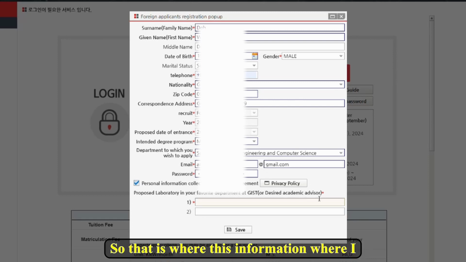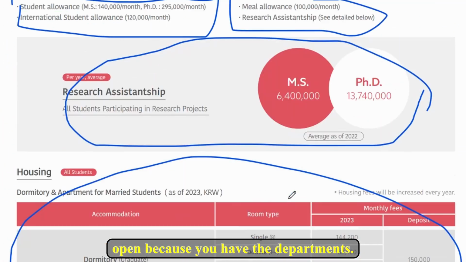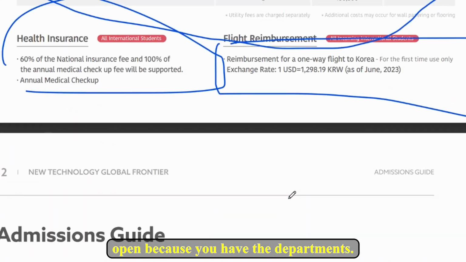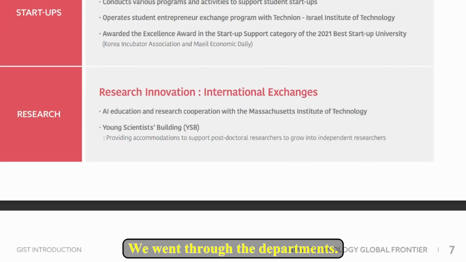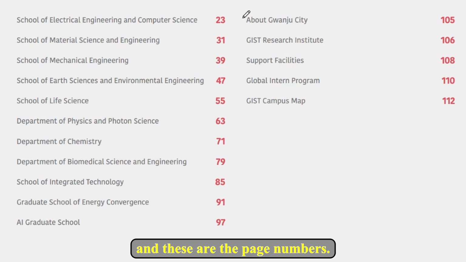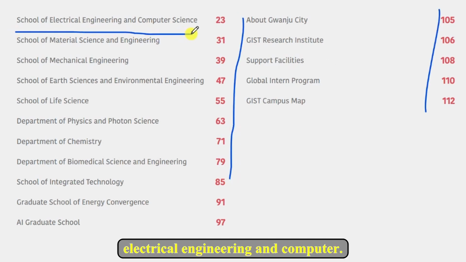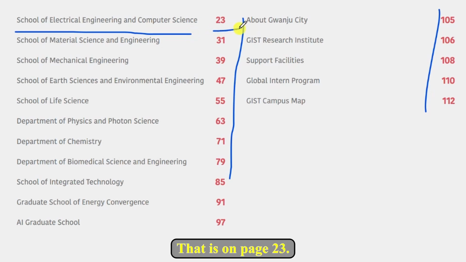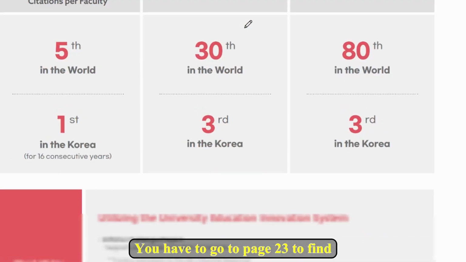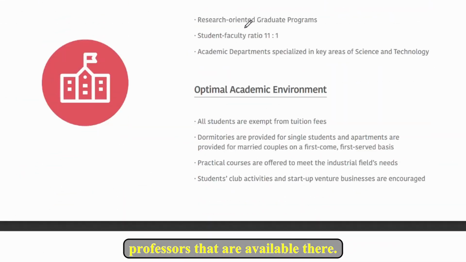So that is where this information, where I was saying you need to have this document open, because you have the departments. We went through the departments. These are the different departments and these are the page numbers. We want to apply for School of Electrical Engineering and Computer. That is on page 23. You have to go to page 23 to find information about the different professors that are available there.